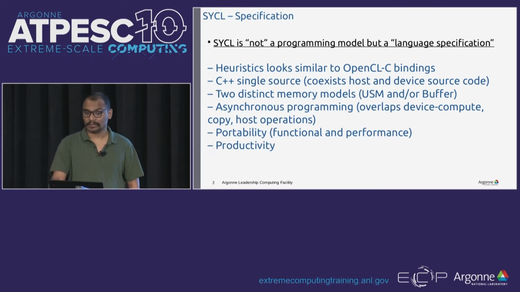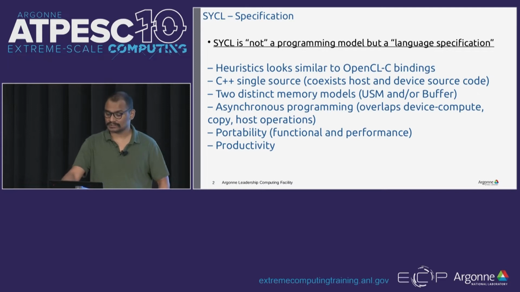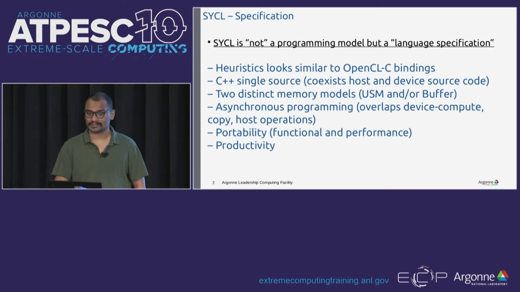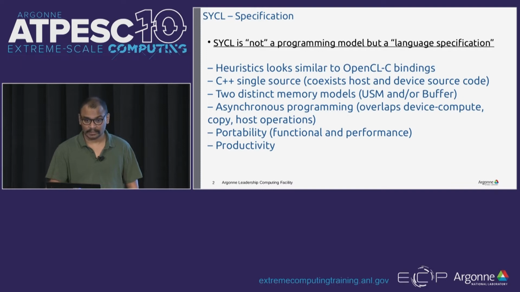Today, if time permits, we would run some simple examples on Perlmutter, which is the machine that you should all have access to. The instructions are on the slides that are posted: how to log in, how to get a node, and how to run a simple test case. So that's the story with portability and productivity.